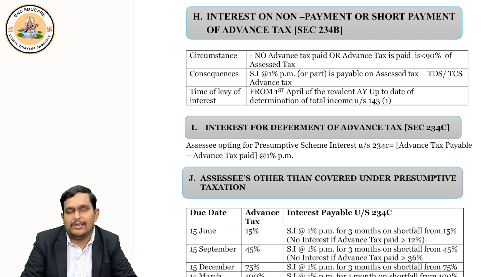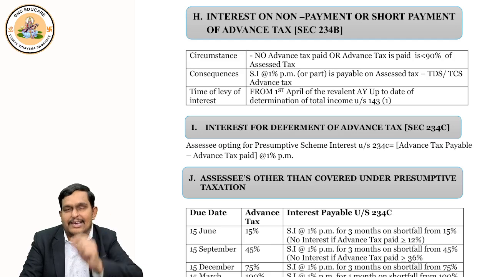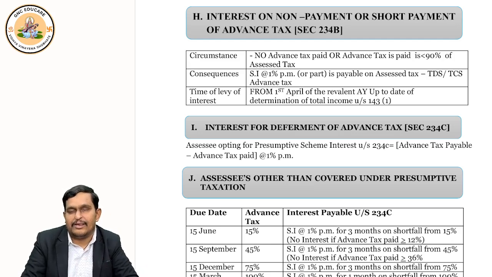Whatever you are liable to pay as per advance tax, which you did not pay, on that only they will charge the interest, not on the entire tax liability. Okay. Now 234C, let us discuss.